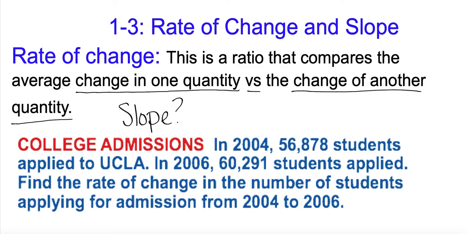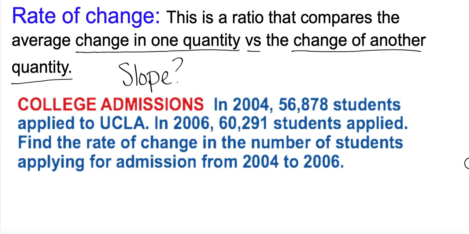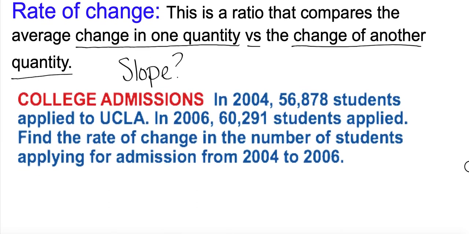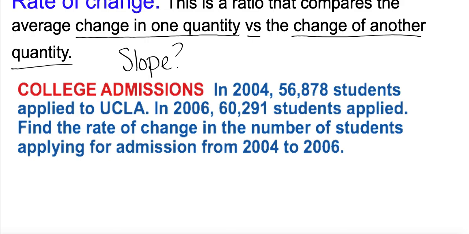Okay, so looking at the first one, we have a college admissions at UCLA. We have from 2004 to 2006. So we're going from 56,878 in 2004 up to 60,291 in 2006. We want to find the rate of change in the number of students applying for admission from 2004 to 2006. Okay? So we want students per year.